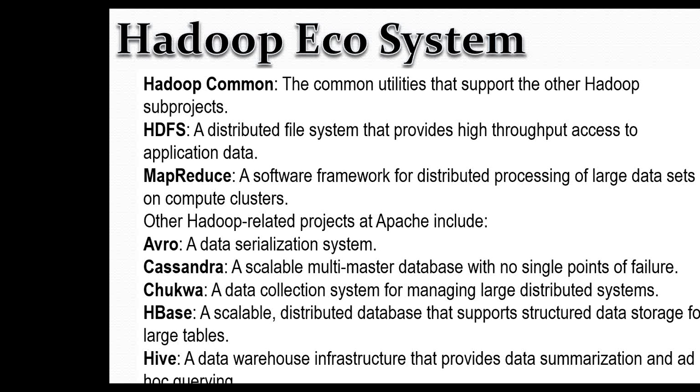Another most important component is MapReduce. MapReduce is a software framework, also maintained by Apache, for distributed processing over large data sets on compute clusters. Then there are other Hadoop related projects like Apache Avro. Avro is a data serialization system. It's basically used for serialization functionality. Cassandra is a NoSQL database.